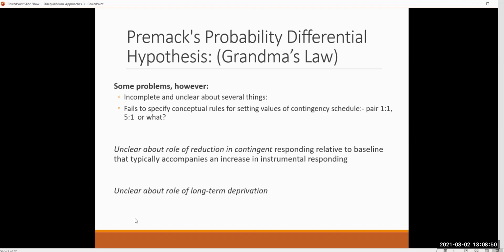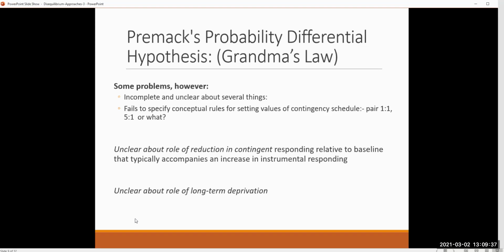He was also unclear about the role of the reduction in contingent responding relative to baseline that often accompanies an increase in instrumental responding. Say what? Well, one of the problems when you constrain both free baseline behaviors, so you constrain both the pea eating and the chocolate eating into a contingency, is that while rates of pea eating increase, the access to chocolate pudding actually decreases. Typically, there's kind of this middle ground where children will say, okay, I'll increase my peas this much to get this much chocolate pudding, but I'm not willing to start eating a whole bowl of peas to get more chocolate pudding. And so there's some kind of middle ground, and he didn't really specify that.